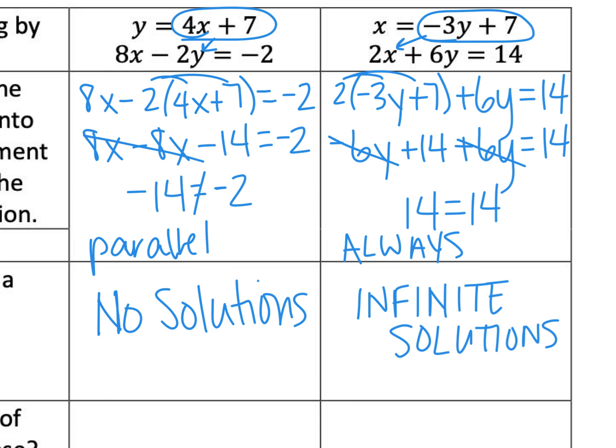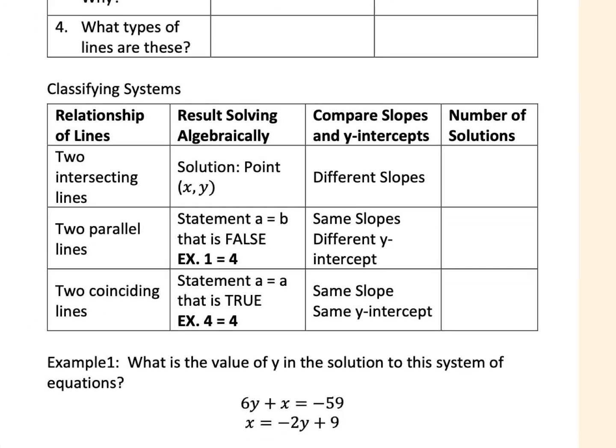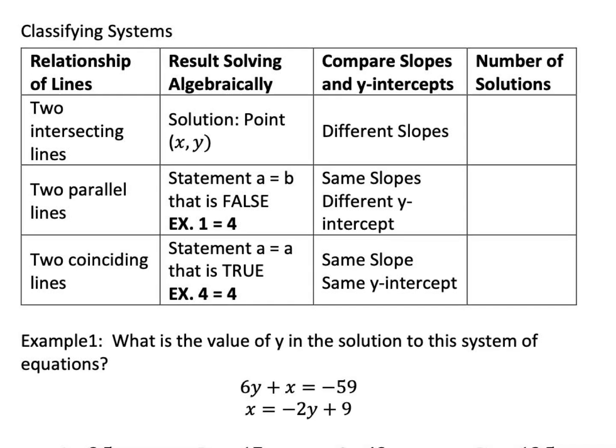So to wrap up, we have a little table down here we're going to fill in. If we have two intersecting lines, they look like this. Our solution is, we have one solution. It's going to be where they cross. If I have two parallel lines, if you look, we get a statement that doesn't make any sense. 1 is never equal to 4. They're parallel. This is none or no solutions, 0 solutions, whatever you wanted to write.